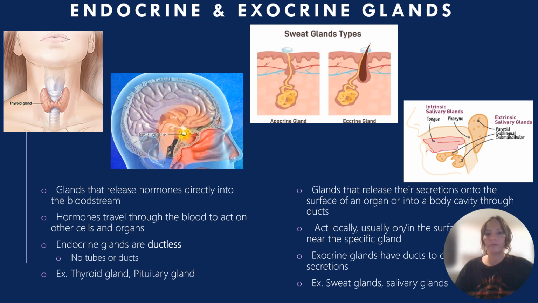located in the brain. Then we have our different types of exocrine glands. These are glands that release their secretions onto the surface of an organ or into a body cavity through ducts. They act locally, usually on or near the surface close to a specific gland. The exocrine glands do have ducts. Some examples of this are a sweat gland or your salivary glands.